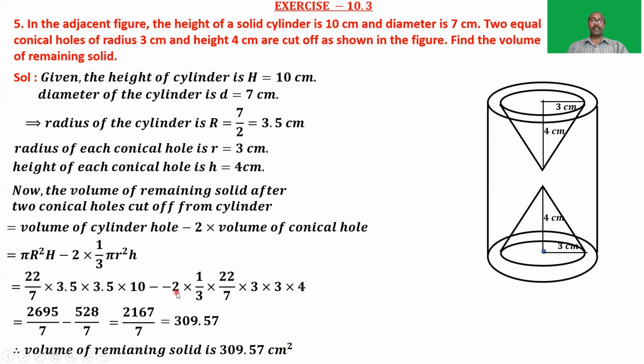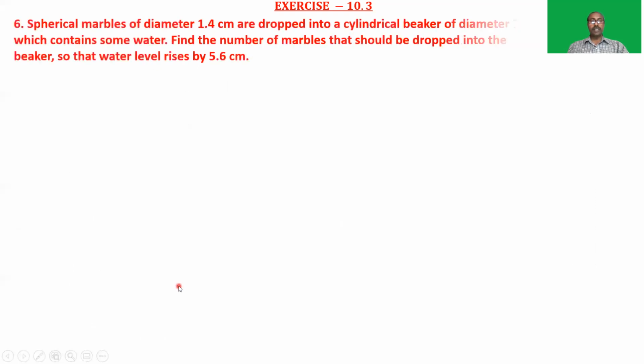So let us take the sixth one. Spherical marbles of diameter 1.4 centimeter are dropped into a cylindrical beaker of diameter 7 centimeter, which contains some water. Find the number of marbles that should be dropped into the beaker so that water level raises by 5.6 centimeter.